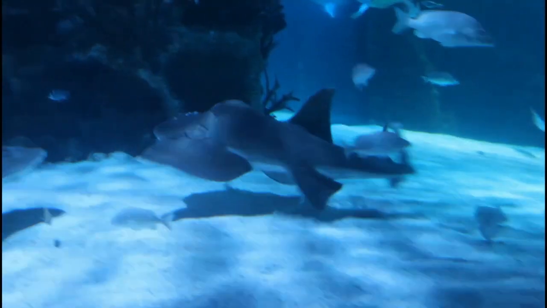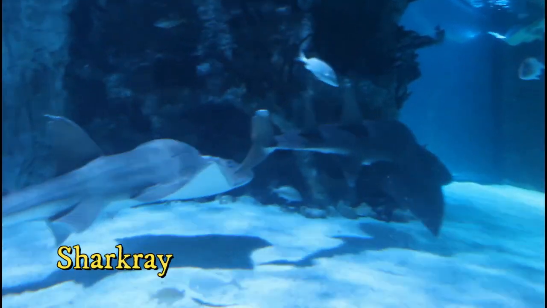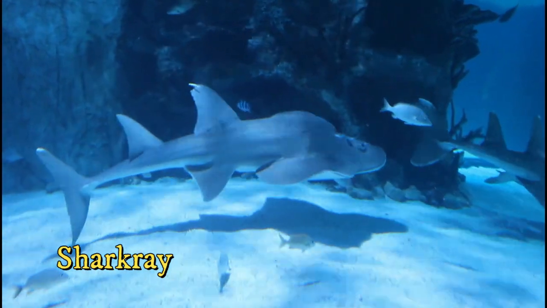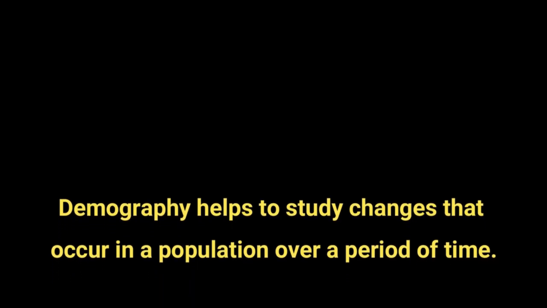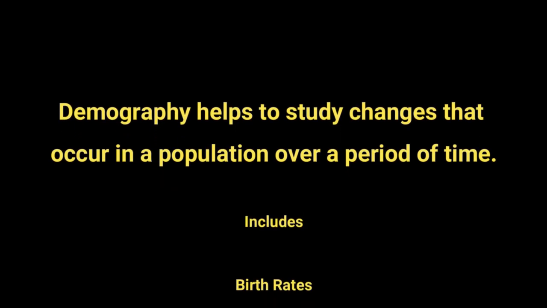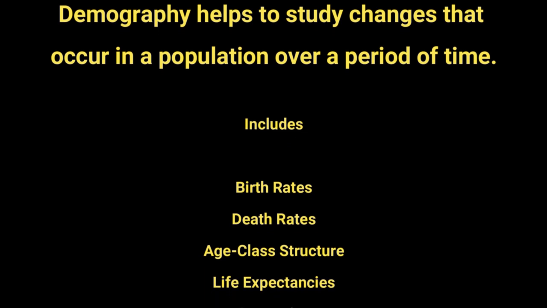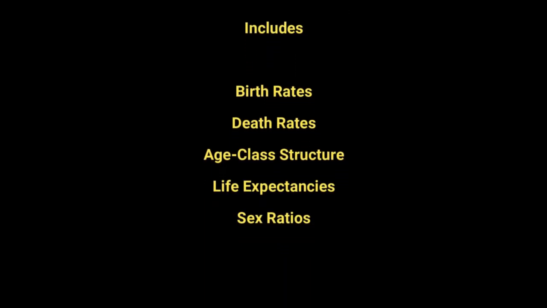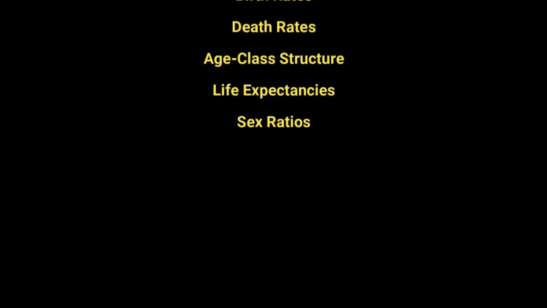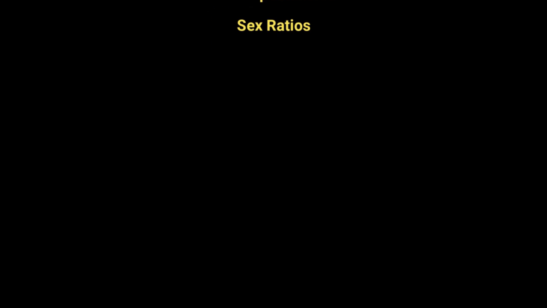While population size and density are useful, they act as a snapshot of a given point in time. Demography helps to study the changes that occur in a population over a period of time. Examples of demographic data include birth rates, death rates, age class structures, life expectancies, and sex ratios.